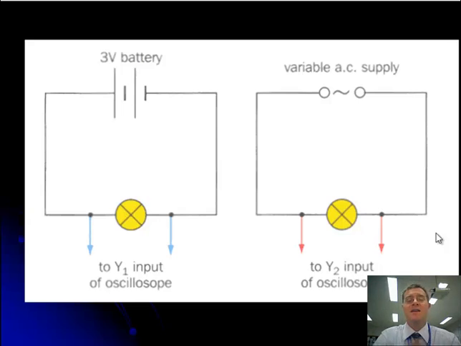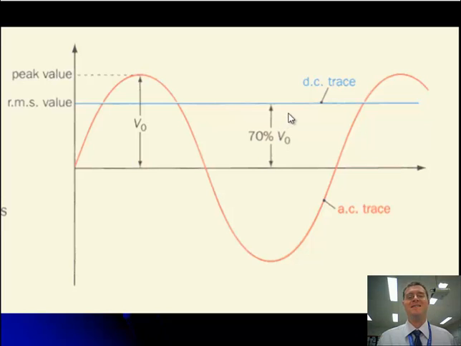Now if I look at both of these graphically, what I can see is that the direct current trace is always exactly the same, whilst the alternating current goes up and down as we expected. If we look closely, the direct current happens to be about 70% of the peak value of the alternating trace, and this is where this term RMS, root mean square value, comes from.